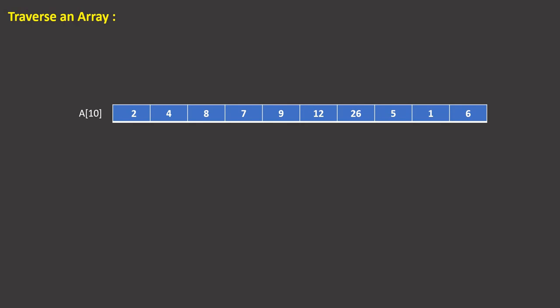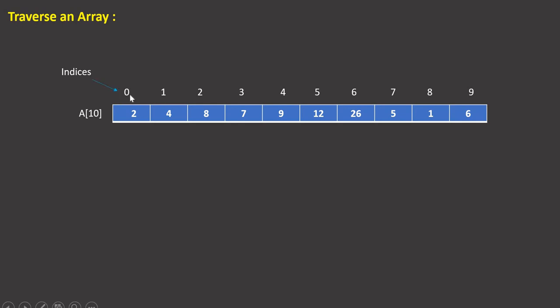What does it mean? Traverse means you are going to access each element of the array and you are going to print all these elements. So let's say we are having an array, the name of the array is A and the size of the array is 10. Means it is fixed, only 10 elements are allowed and all these elements are there. Okay, so in case you want to access any element from the array, you need indices, right? So these are the indices.